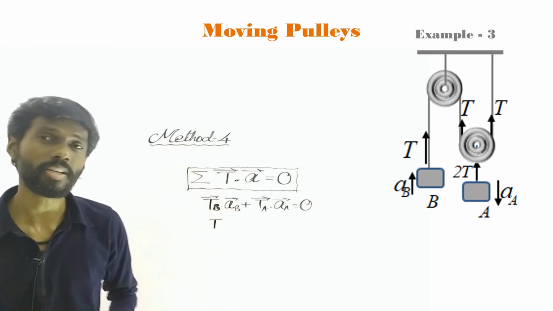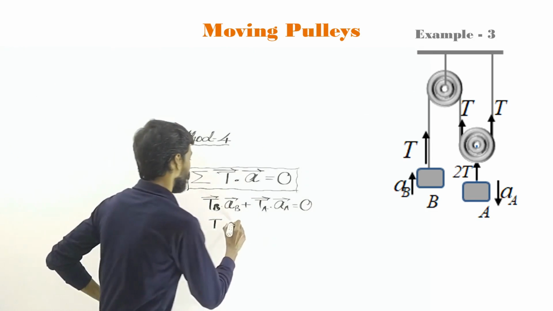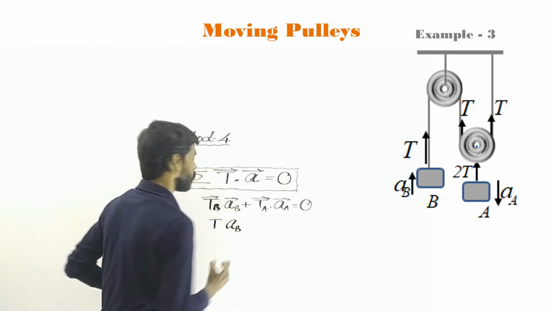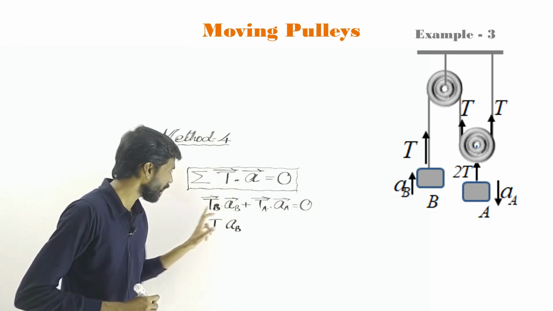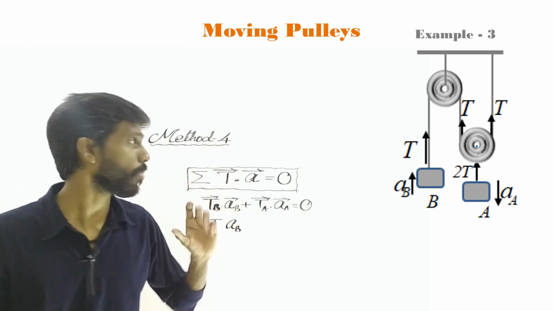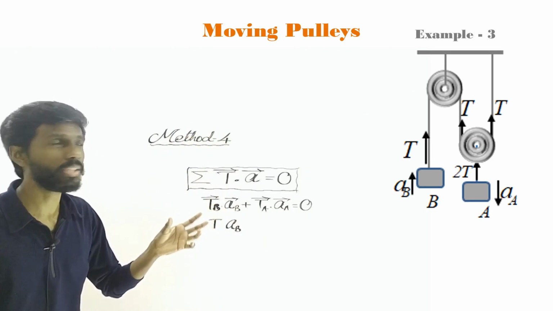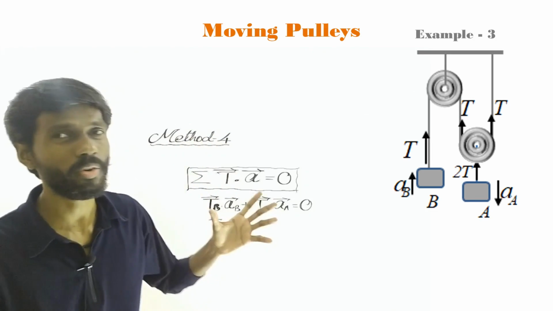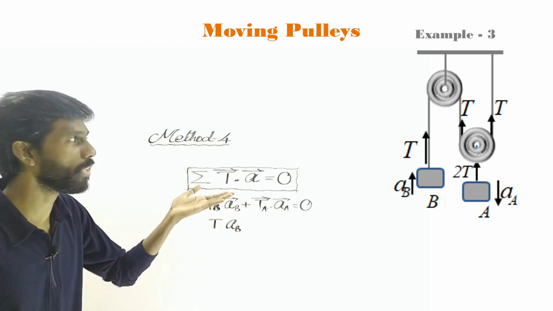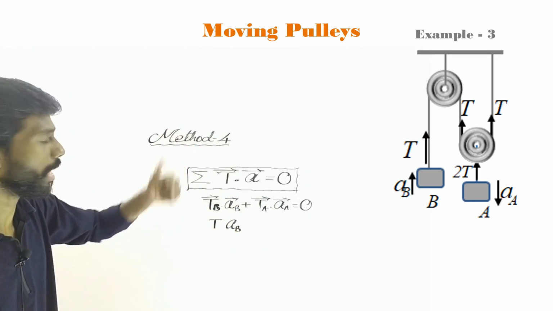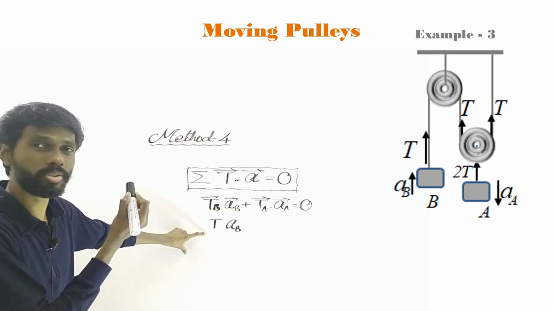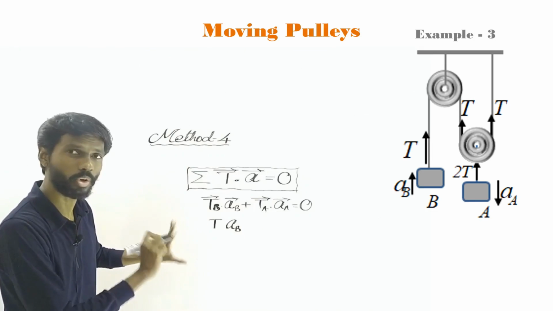multiplied by the acceleration of the block B. Okay, so that magnitude is AB only. So AB, acceleration. But are the tension and acceleration in the same direction or in the opposite direction? The tension is acting in the upward direction. What about B? Is B moving in the upward or downward direction? We don't know, right? So suppose B is moving in the upward direction, vertically upwards. So that means tension is also in the same direction. That means positive. So no problem with that.